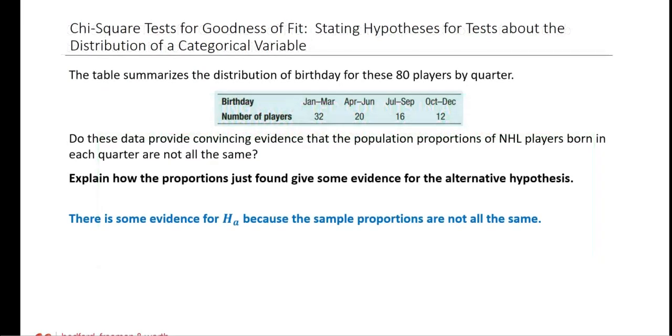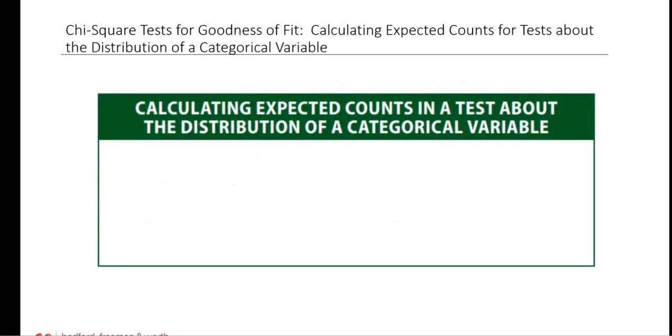There is some evidence for the alternate, because the sample proportions are not all the same. And we'll be able to calculate this in a minute. Today, it's just about setting it up. So what are the null and alternate?